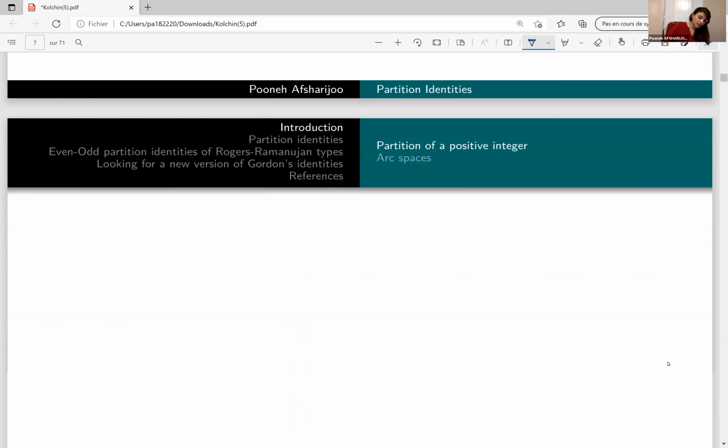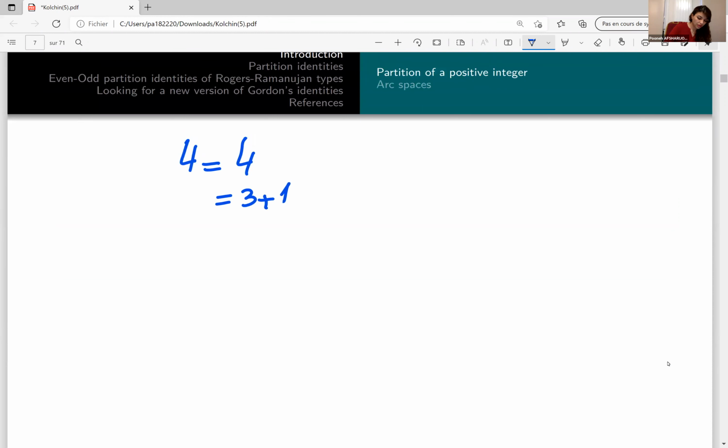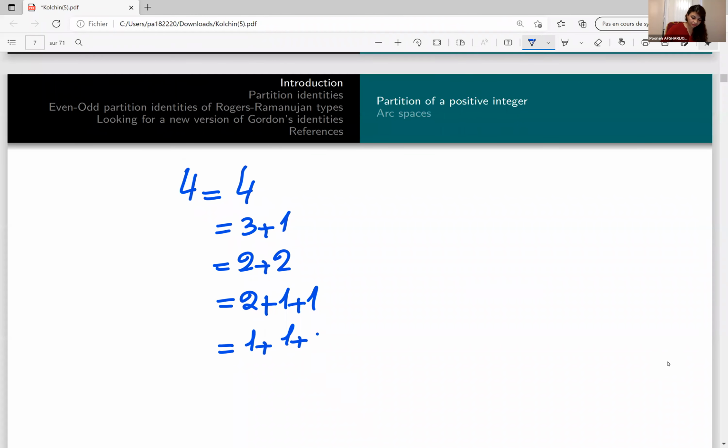For example, 4 has the following partitions: 4, 3 plus 1, 2 plus 2, 2 plus 1 plus 1, and the last one is 1 plus 1 plus 1 plus 1. So p of 4 is equal to 5.